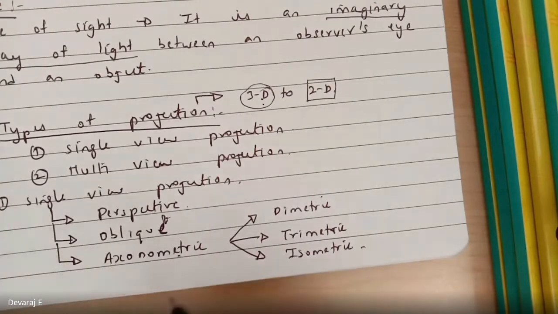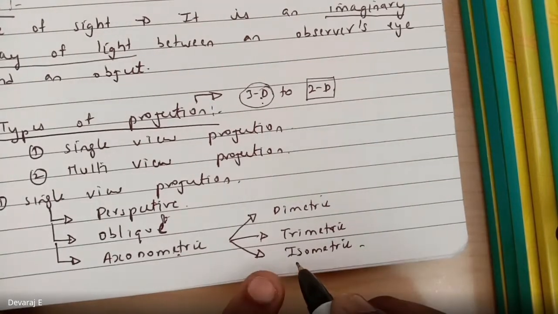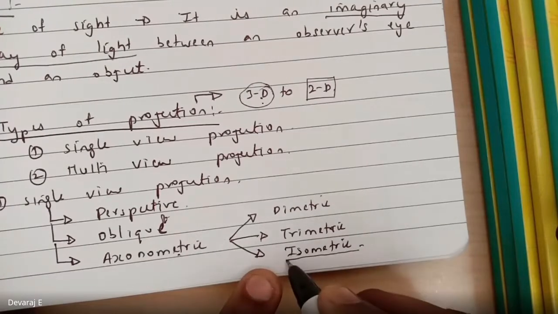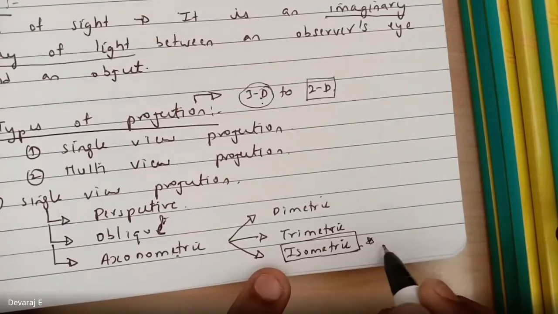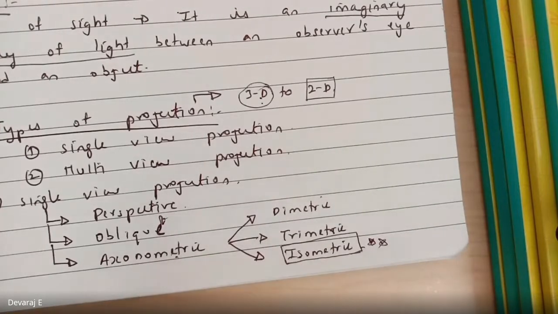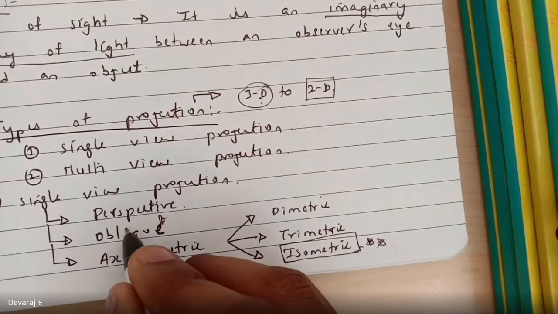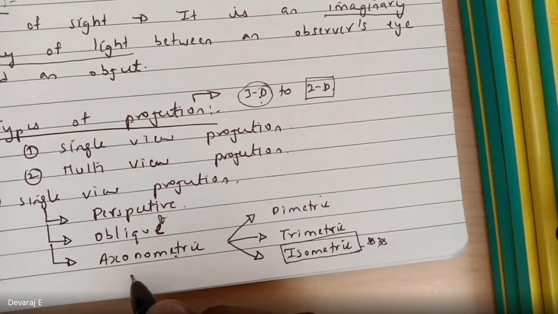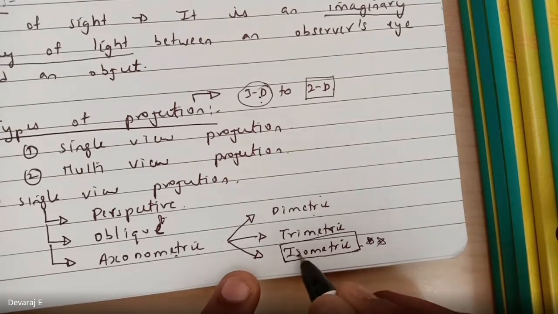So anyone has any doubt? Anyway, we will discuss one by one. But in your syllabus, you want to know what is isometric. This is very important. So other things are concepts. I will explain you the concept. What is the perspective type? What is oblique? What is the meaning of oblique? And in the axonometric, again, I will explain you what is dimetric, what is trimetric, and what is isometric. But in your syllabus, isometric you have.